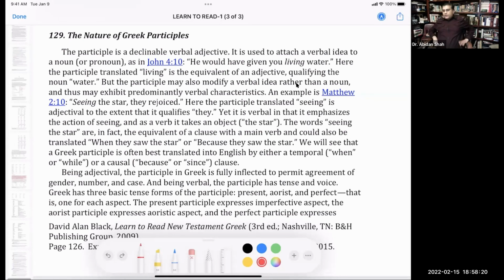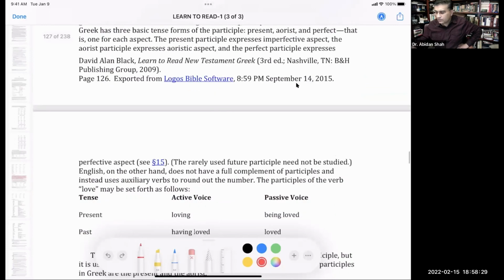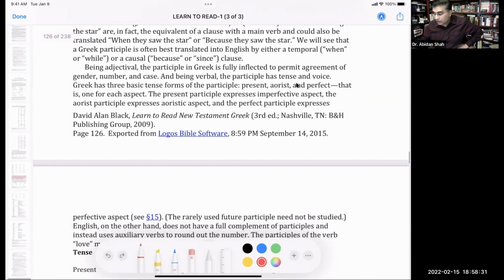So, verbs functioning as adjectives, and they have to agree. This is very important. Let me mark this down here. Being adjectival, right? An adjective takes on the person or the gender, number, and case of the noun.